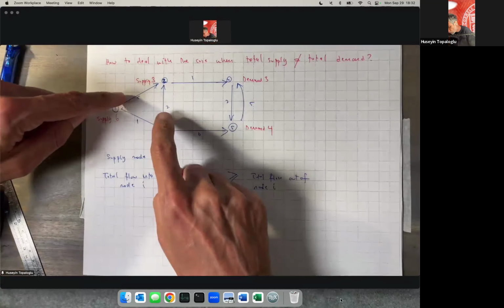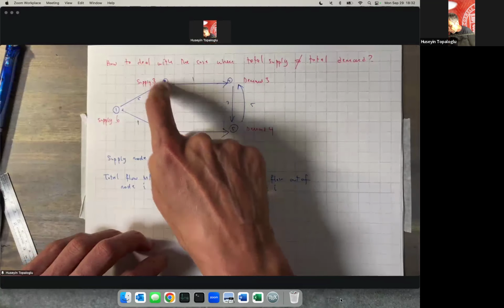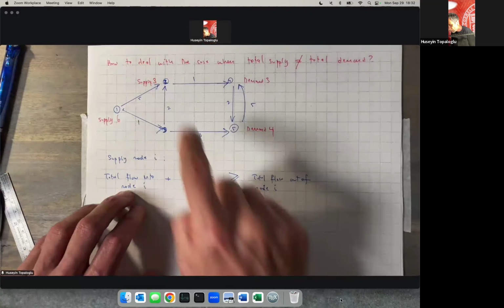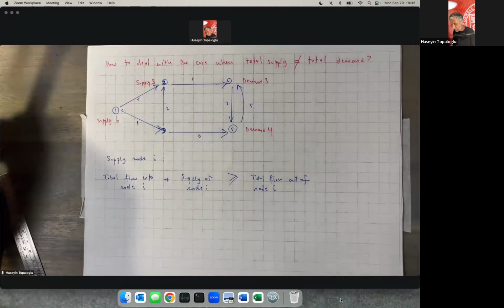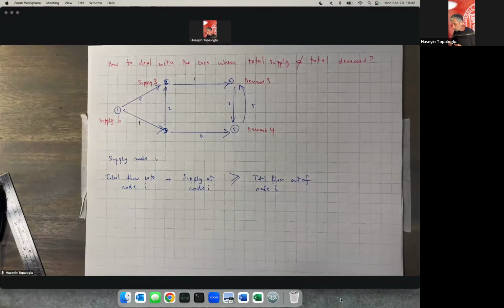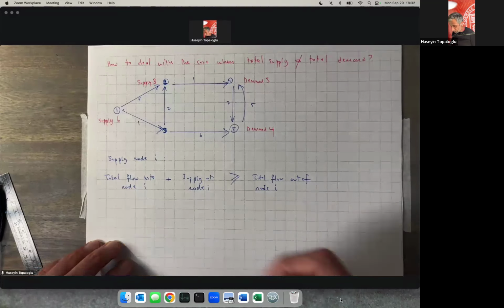For a supply node, we need to write a constraint that says total flow into node I plus the supply into that node should be enough to cover the total flow out of node I. Total flow into node I plus the supply at node I should be greater than or equal to the total flow out of node I. And let's write it again of the form such that the right-hand side of the constraint is always of the form total flow out minus total flow in. So then put this number, throw it to the right-hand side.